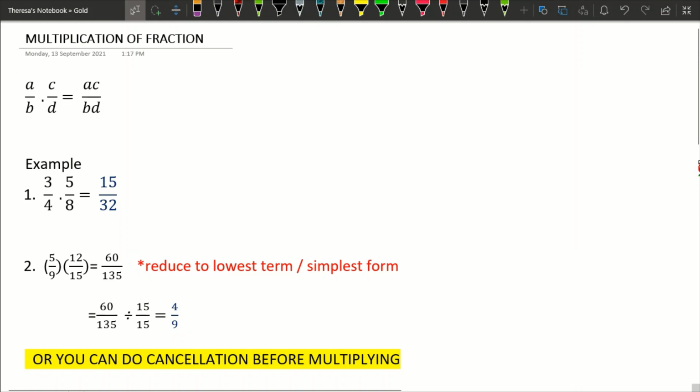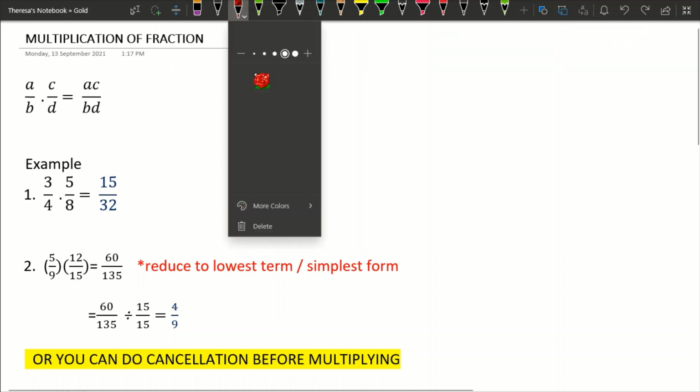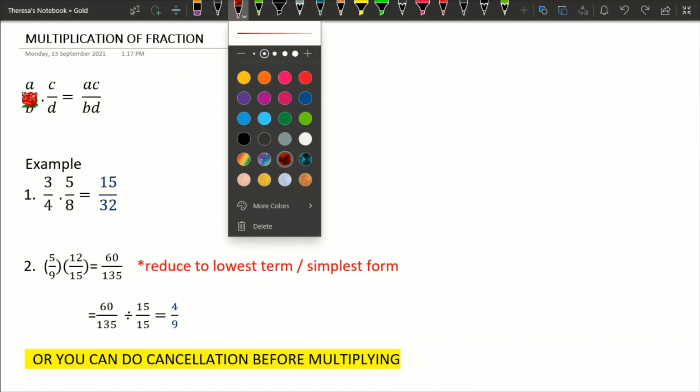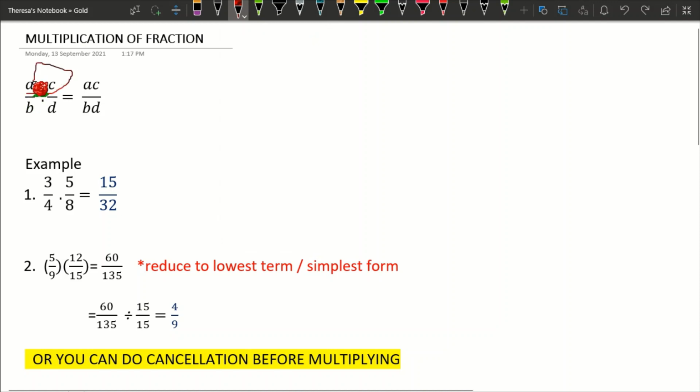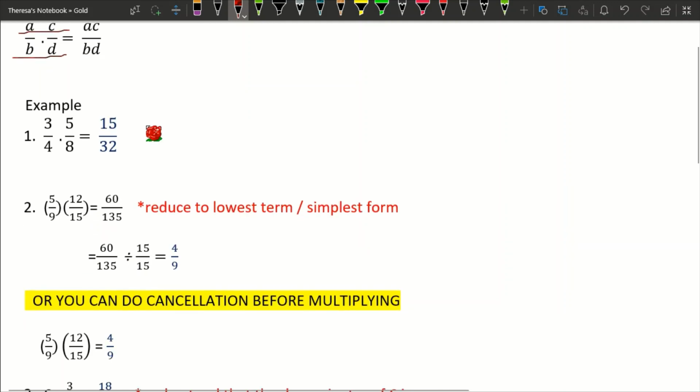So sa multiplication of fractions, sabi dito, A over B times C over D is equal to A times C all over B times D. Ano ibig sabihin nun? That means we're going to multiply numerator to numerator, ayan, and denominator to denominator. So, ganun lang. Sa multiplication of fractions, all you have to do is multiply yung parehong numerator at i-multiply yung mga denominator. Alright?